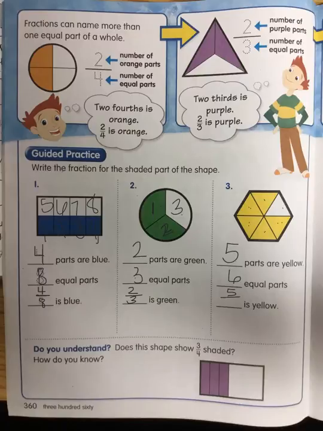5 over 6 is yellow. 5/6 of those squares are yellow. That means 5 out of 6 of those squares are yellow. Only 1 is not.